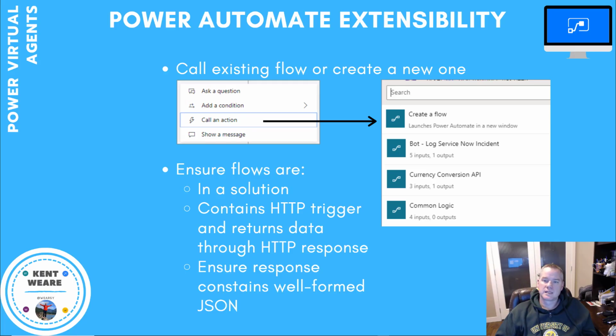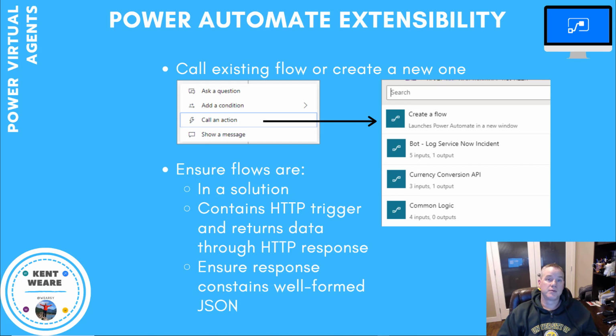As I mentioned on the previous slide, we do need to use a regular flow in order to invoke a UI flow. So just a quick recap if you haven't seen the previous video. From our Power Virtual Agent conversation or that design surface, we have the ability to use the call an action operation, which will allow us to either create a new flow or to call an existing flow.